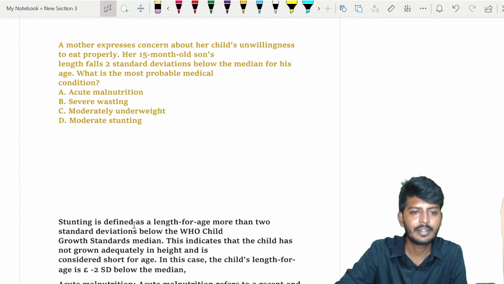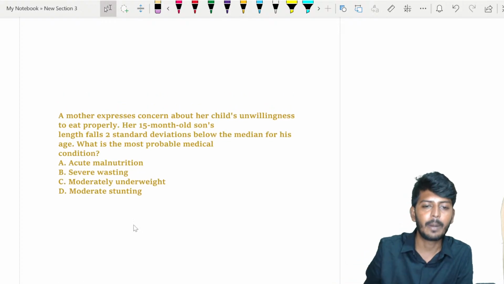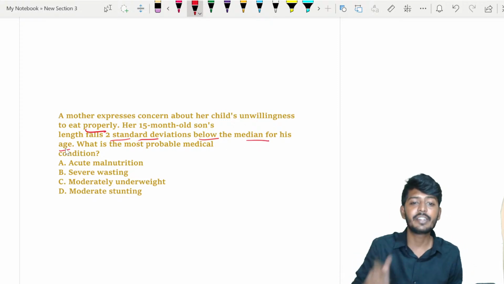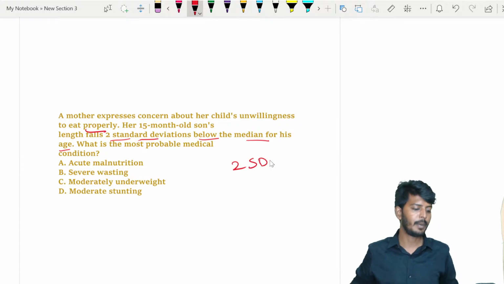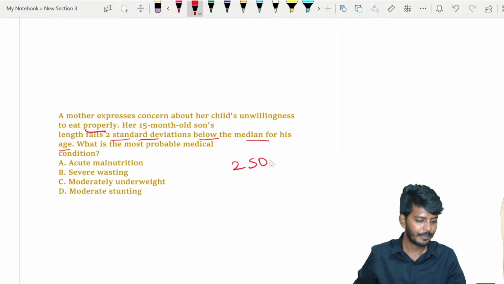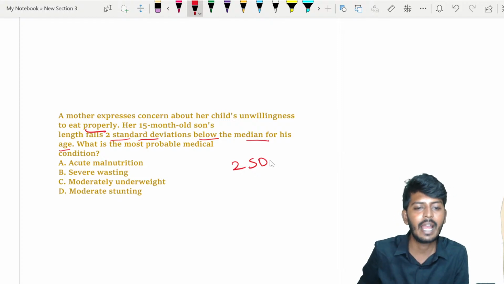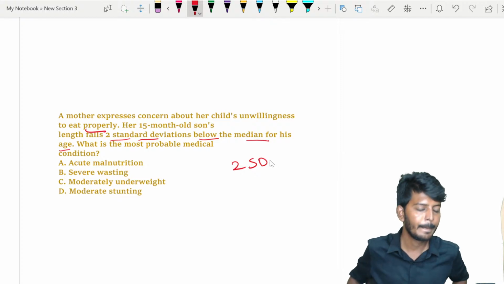So the next question, let's understand. Mother expressed concern about her child's unwillingness to eat properly, meaning the child is not eating properly. Her 15-month-old son's length falls 2 standard deviations below the median for his age. Remember, 2 standard deviations. What is the most probable medical condition? Options are acute malnutrition, severe wasting, moderately underweight, and moderate stunting. What is the answer? Come on, guys, quickly tell me.